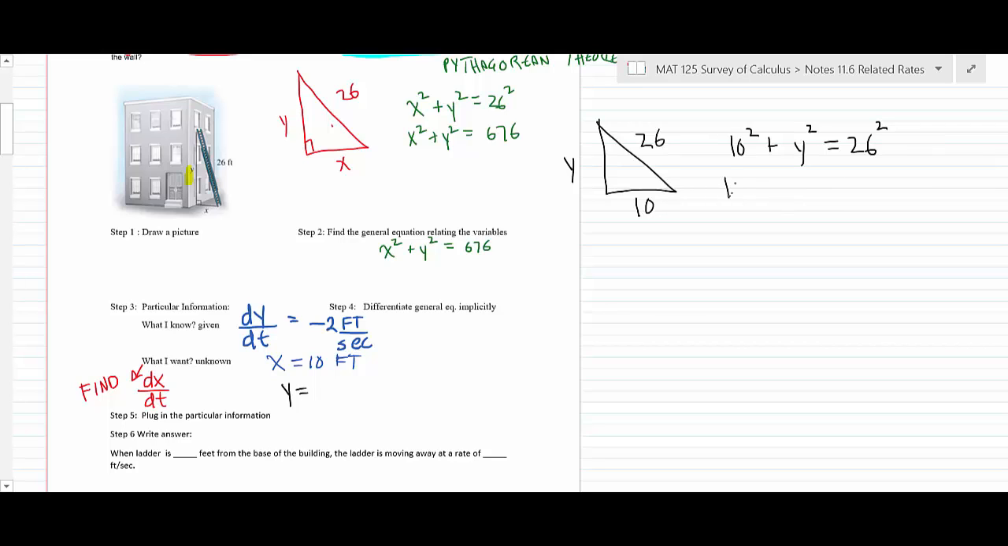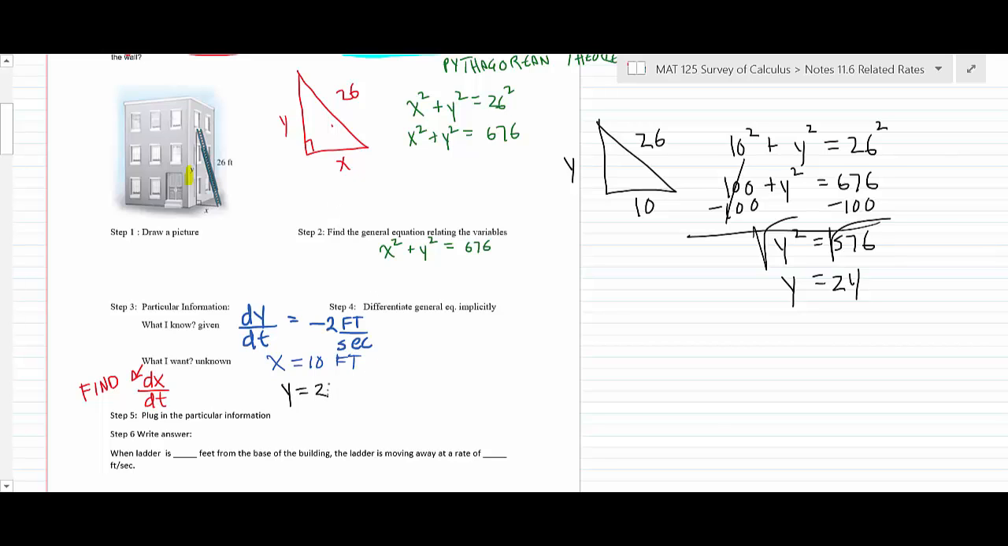10 to the second is 100. 26 to the second is 676. You could subtract 100 from both sides, and we'd have y to the second is equal to 576. Square root both sides, and do that on your calculator. Is that 24? Somebody do that on their calculator. Is that right? 24, is that right? Okay, so that means y is 24. That's what we have so far.